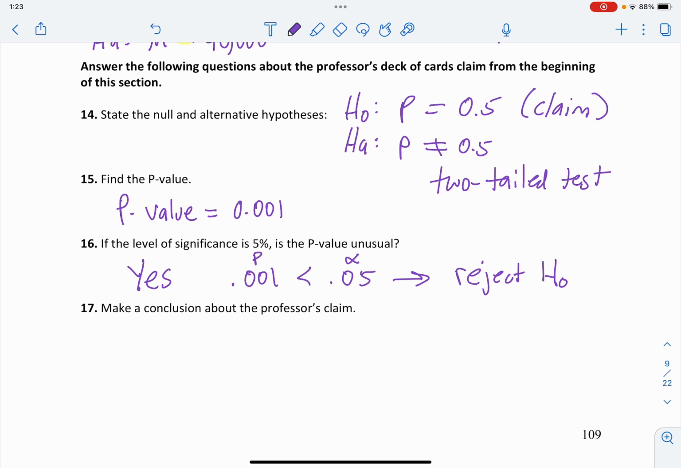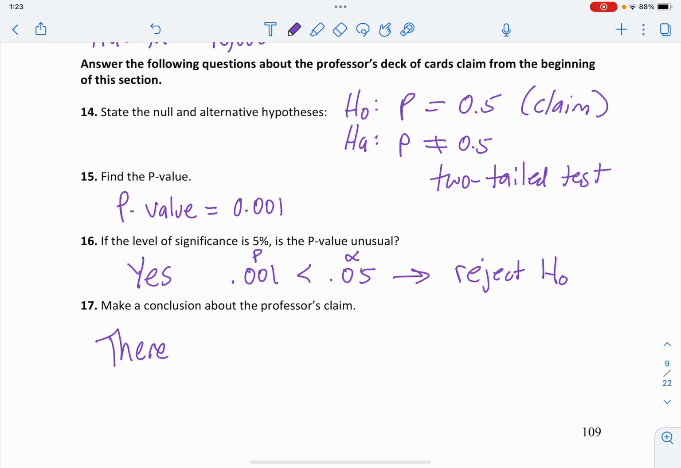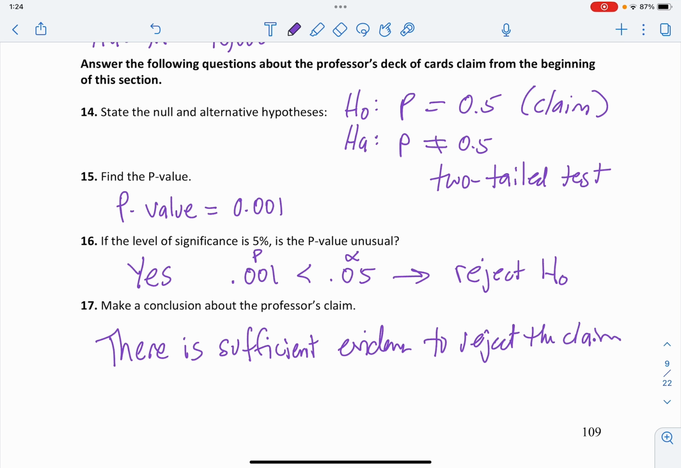And then in the end, what we're going to do is put it all together. HO is the claim. We rejected HO. So if you look back on your conclusion table, you'll see there is sufficient evidence to reject the claim. Which makes sense, right? That we would reject because the probability of it happening is so low.